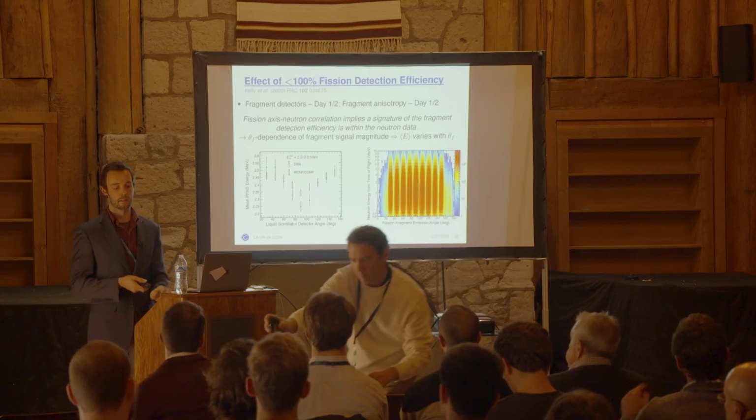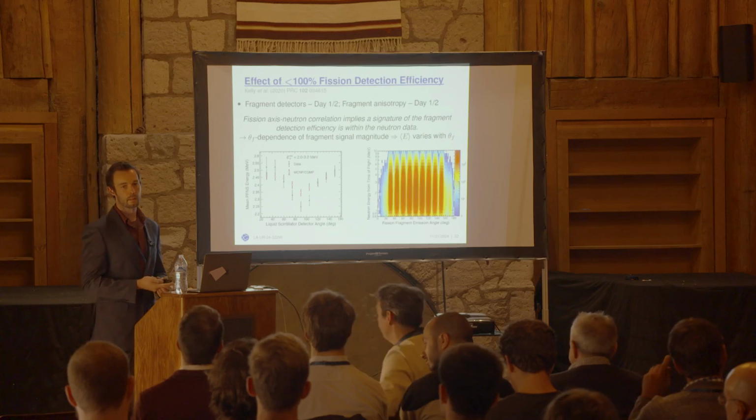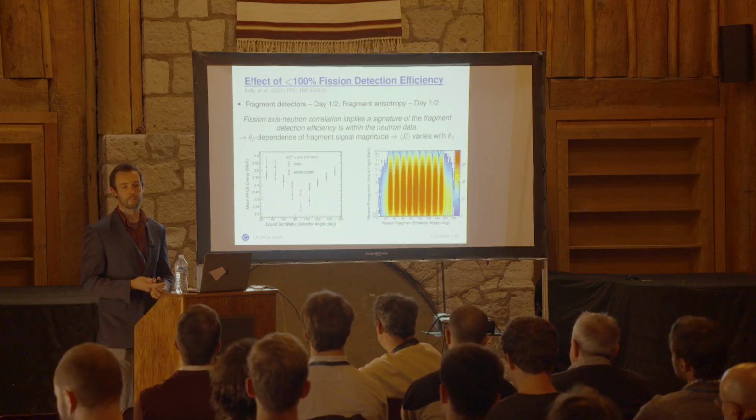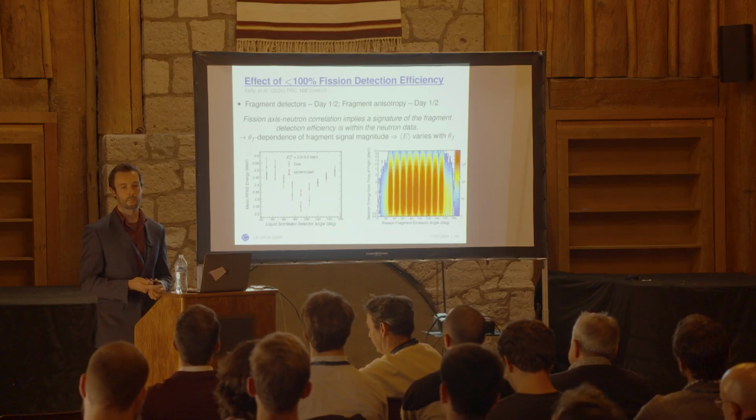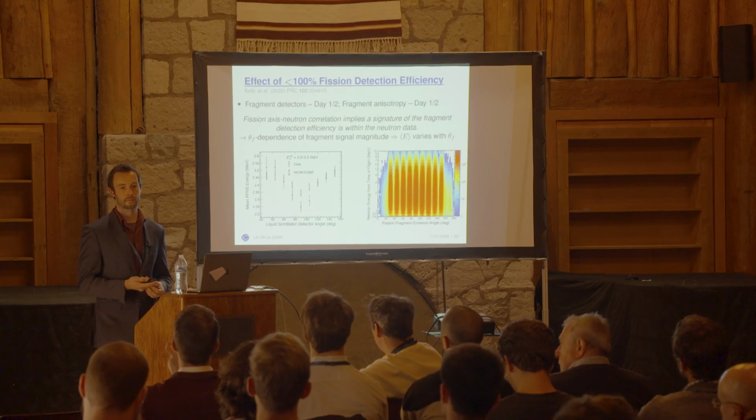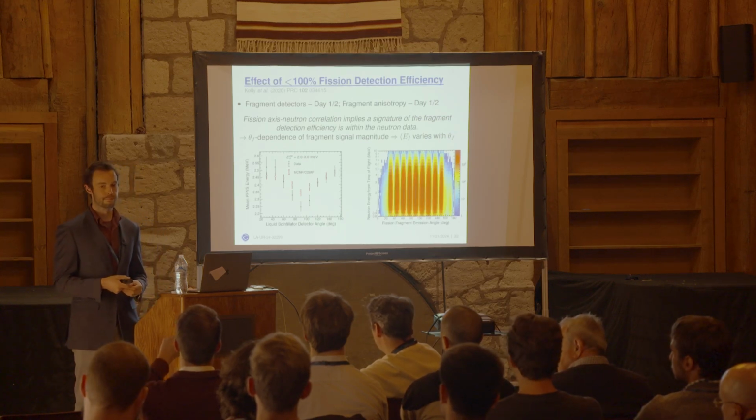Yes? So this dip you see at 90 degrees, that's not anything to do with neutron detection efficiency, that's just your fission detection efficiency that you can't detect it. Yep, yeah.